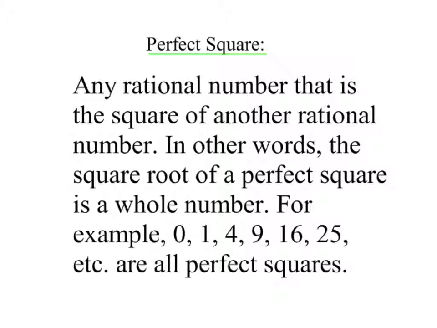That's because, for instance, 0 can be thought of as 0 squared, or 1 could be thought of as 1 squared, or 4 as 2 squared, and 9 being 3 squared, 16 being 4 squared, 25 being 5 squared. The next one would be 36, which is 6 squared, and then 49, and then 64, and so on and so forth.